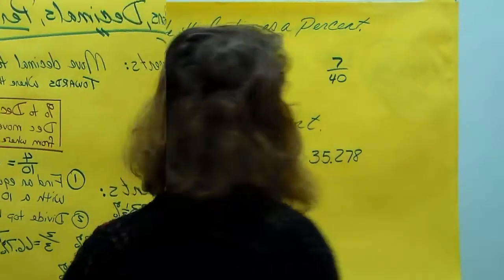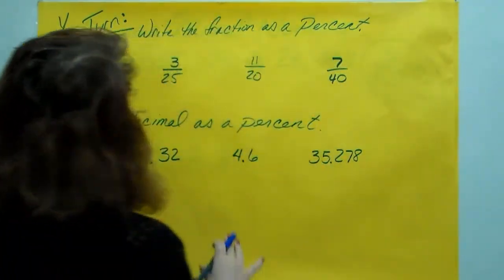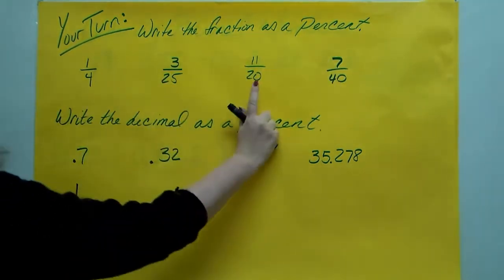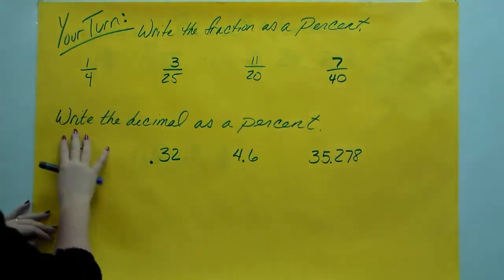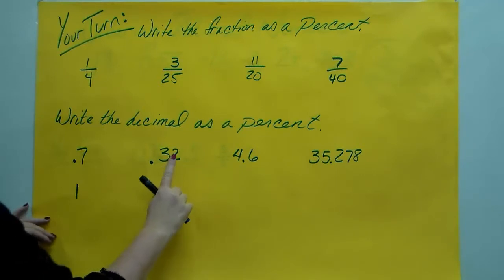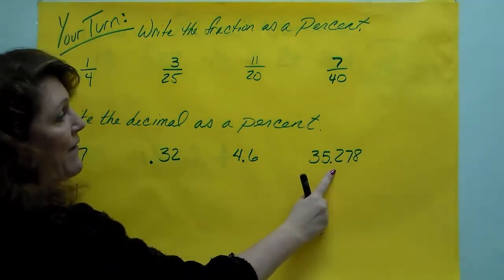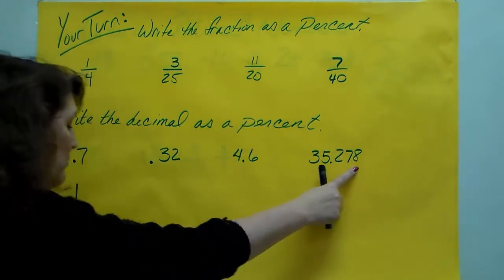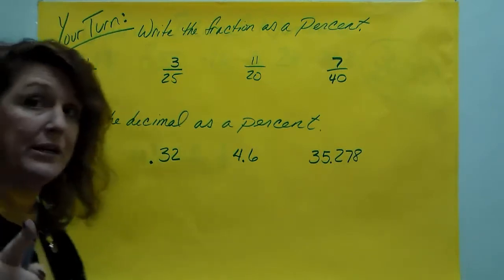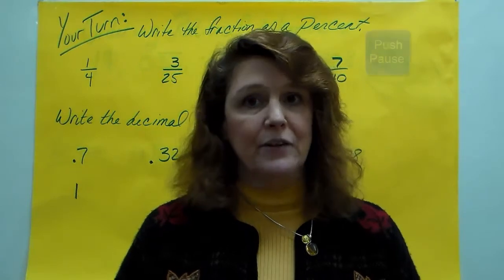So here we have your turn. Your turn means that you're going to write the fraction as a percent. I've got 1/4, 3/25, 11/20, and 7/40. And then you're going to write the decimal as a percent. You've got 7/10, 32/100, 4 6/10, 35 278 thousandths, and 1. Which isn't hard, but you need to remember it. So go ahead and give these a try, and then come on back, and we'll do them together.